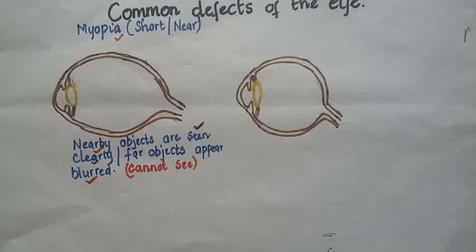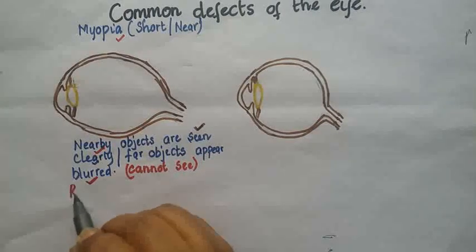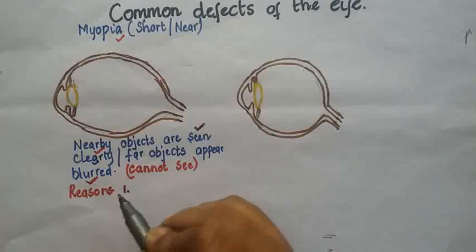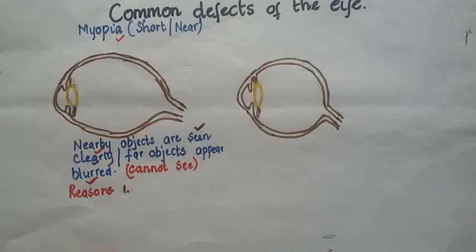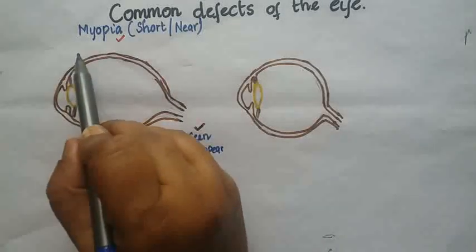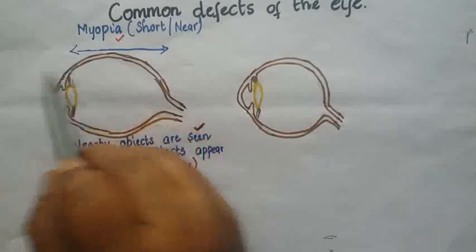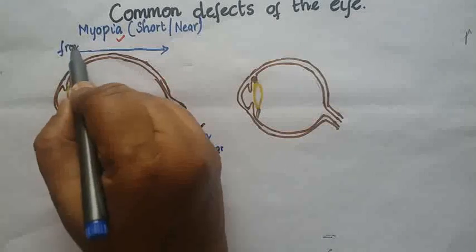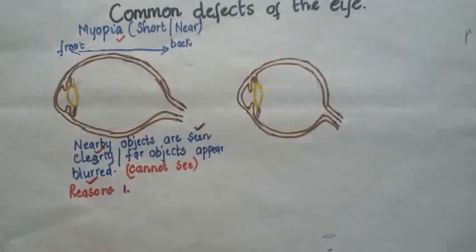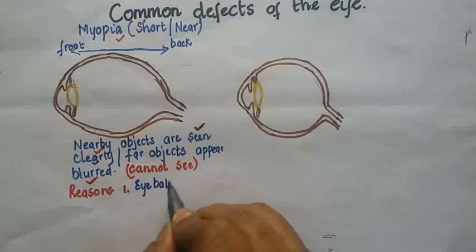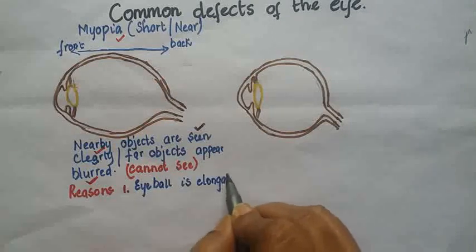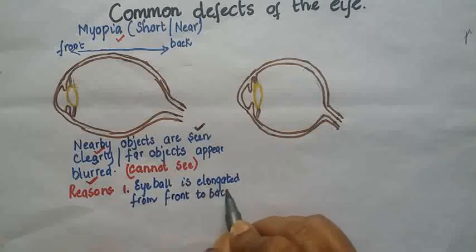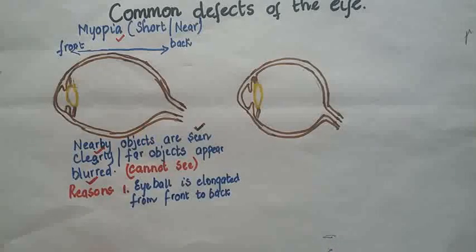Now, children, what are the reasons for the child to suffer from myopia? Take an example. If you observe the eyeball here, you can say that the eyeball is elongated. It is elongated from front to back. So one of the reasons for myopia is the eyeball is elongated from front to back, or you can say the eyeball is lengthened from front to back.